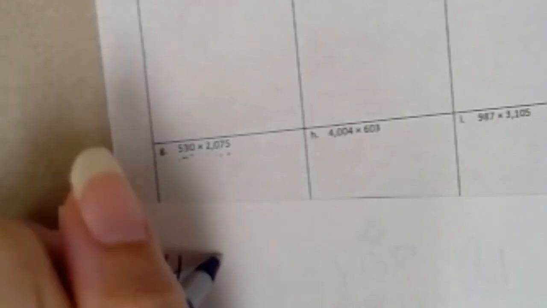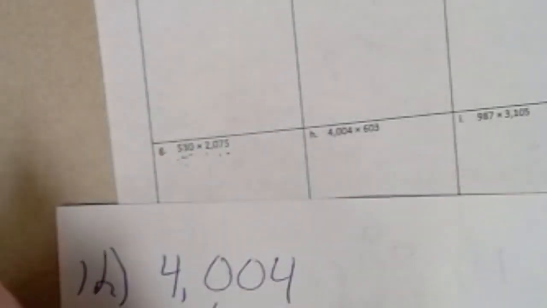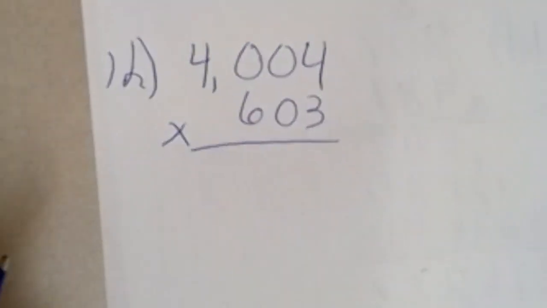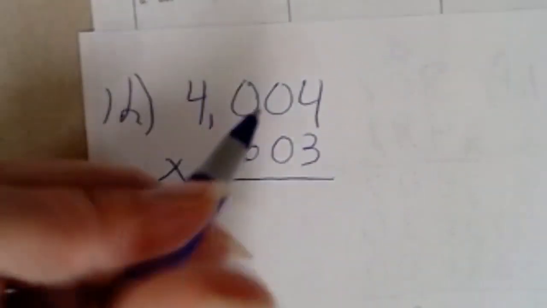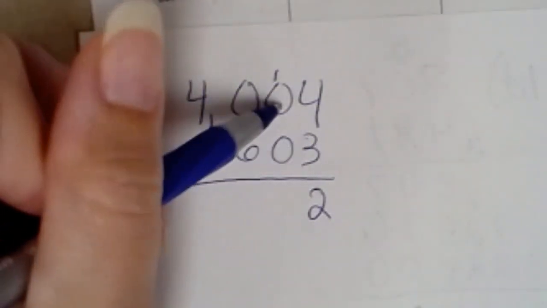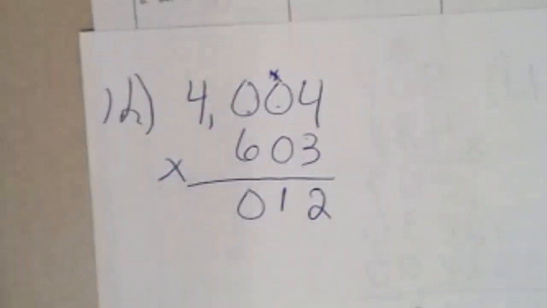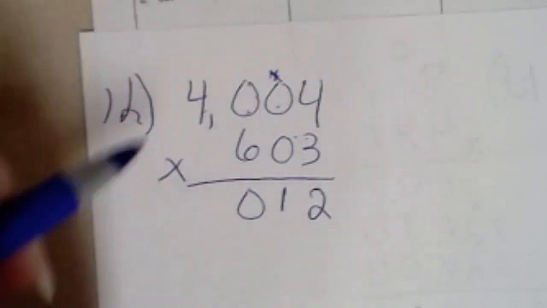All right, letter H. 1H, 4,004 times 603. 3 times 4 is 12. Put down a 2, carry a 1. 3 times 0 is 0, plus 1 more is 1. 3 times 0 is 0, nothing else to add, so it's just 0. And 3 times 4 is 12.